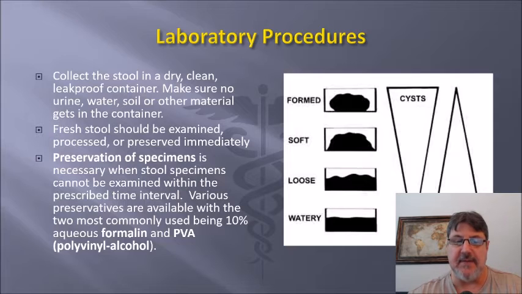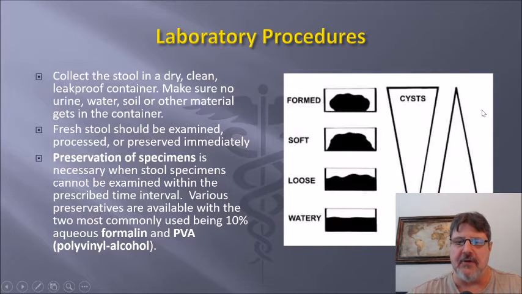Fresh stool should be examined and processed and preserved immediately. If you have trophozoites in a fresh stool, you should look at that pretty quickly, like within 30 minutes, while the trophozoite is still viable. If you can't examine fresh stool in a timely basis, you should preserve the specimen. There are various preservatives available out there. Some of the most common ones are 10% formalin, polyvinyl alcohol, or PVA. There's also SAF and several others out there on the market.